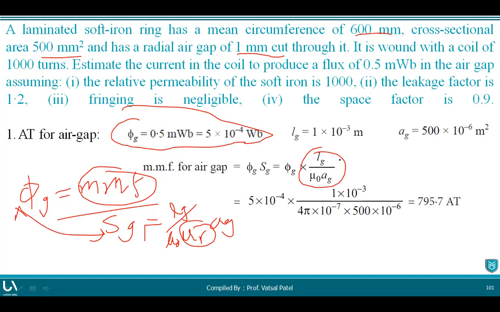The answer is that you also have to multiply here with the relative permeability mu r, because that is also given here, the relative permeability of the soft iron. So for the iron core material we have a circumference of 600 mm. If I convert this 600 mm into meters, what should I write?